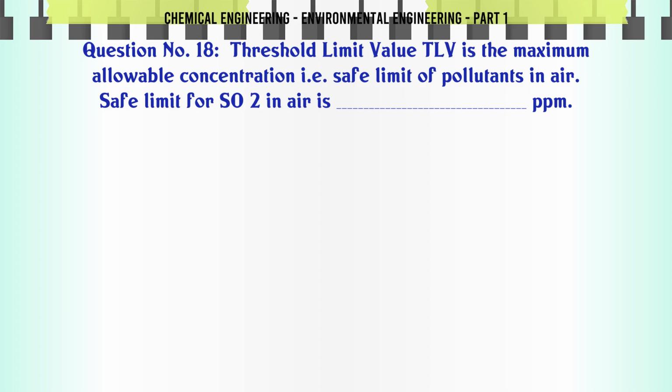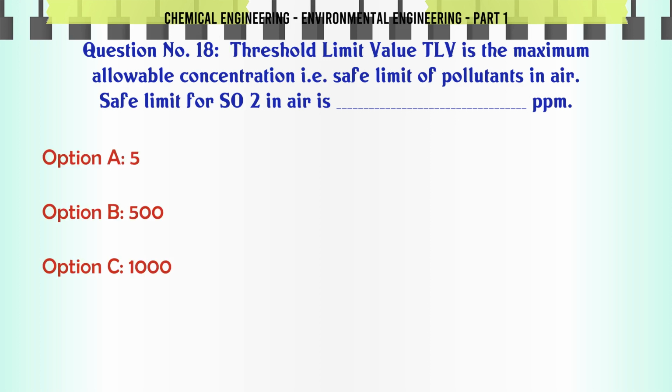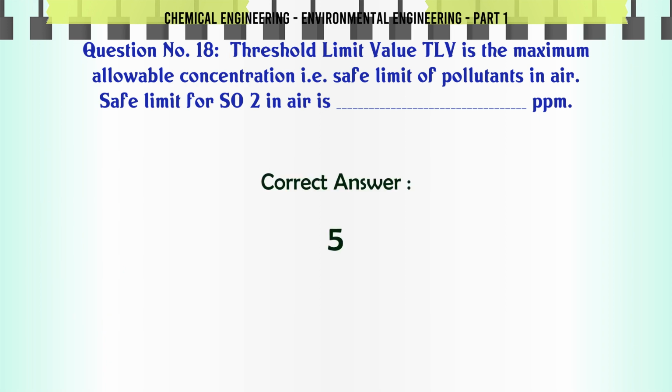Threshold limit value TLV is the maximum allowable concentration, i.e. safe limit of pollutants in air. Safe limit for SO2 in air is _____ ppm. A. 5, B. 500, C. 1000, D. 2000. The correct answer is 5.